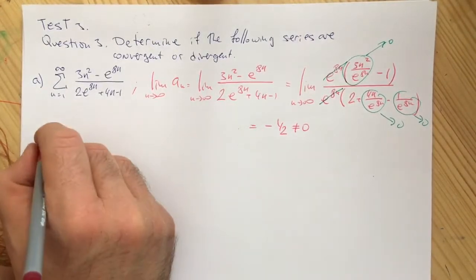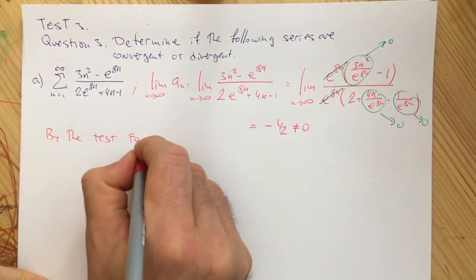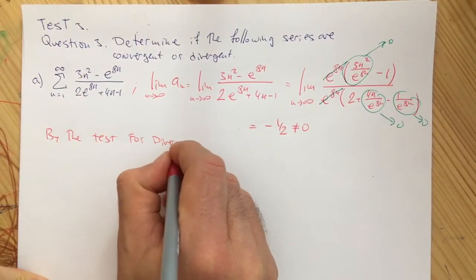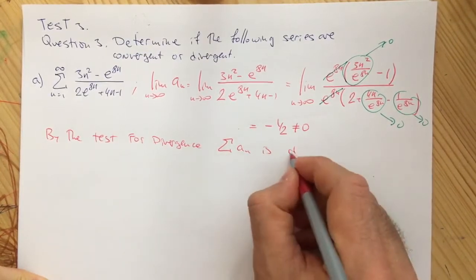And here write down the conclusion. By the test for divergence, the sum of an is divergent.